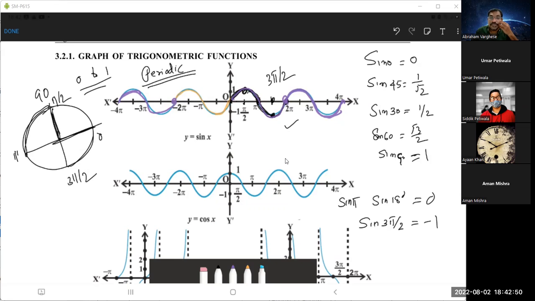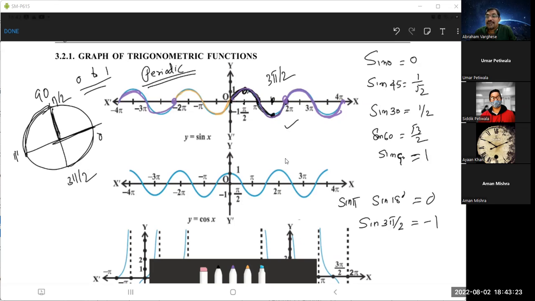minus 1 to plus 1. Okay. Let me ask one question connected with what we already discussed, relations and functions. What about this sin x graph? If I say y equal to sin x, is it a function? Any reply?